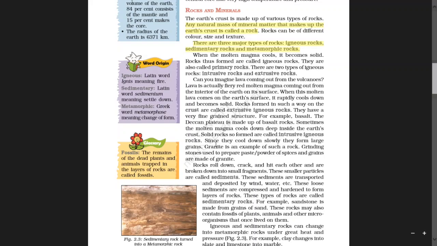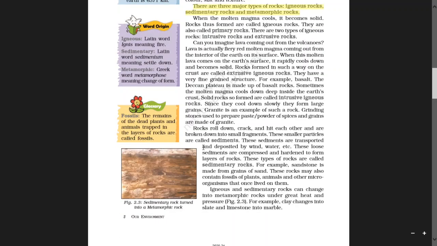Since they cool down slowly, they form large grains. Granite is an example of such a rock. Granite, I think you know that, boys.